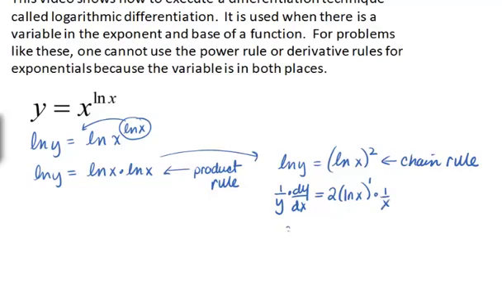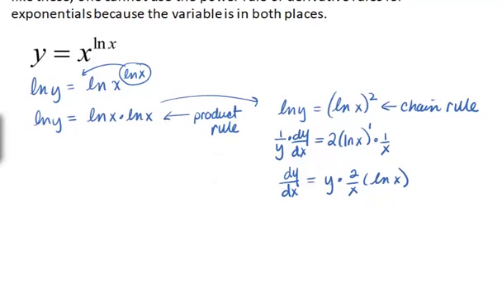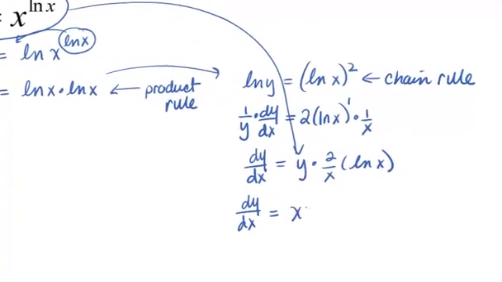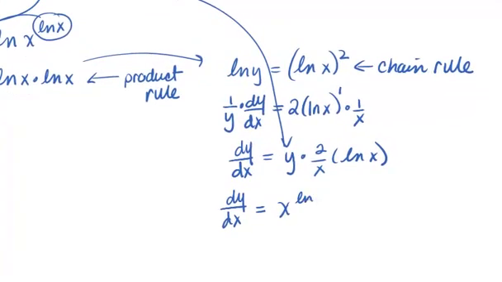And at this point you could get the dy dx by itself, multiply both sides by y, so this is going to be y times, and I'm going to consolidate things here, 2 over x times the natural log of x. And then you have to go back and replace the y with what it was originally up here. So I'm going to plug it in for the y. So dy over dx is going to equal x to the natural log of x times 2 over x times the natural log of x.